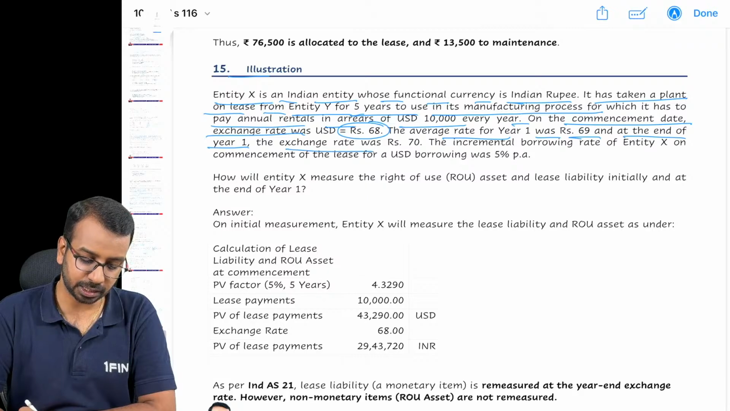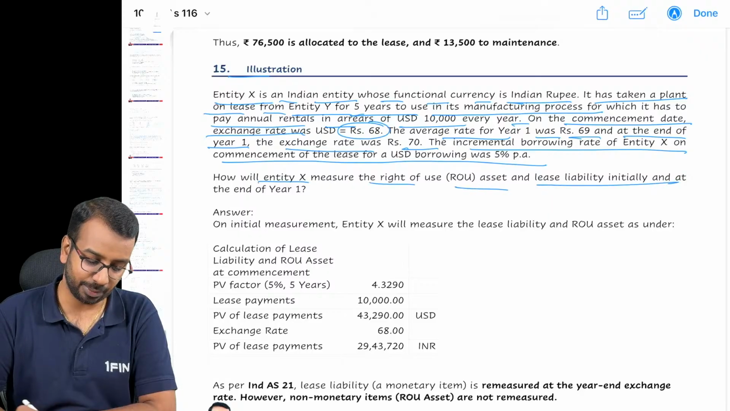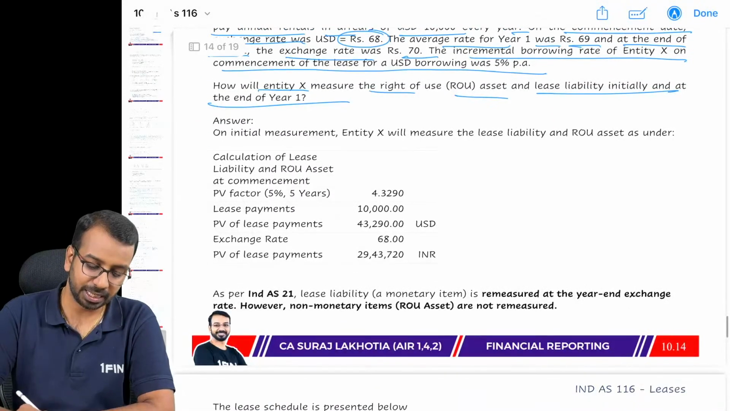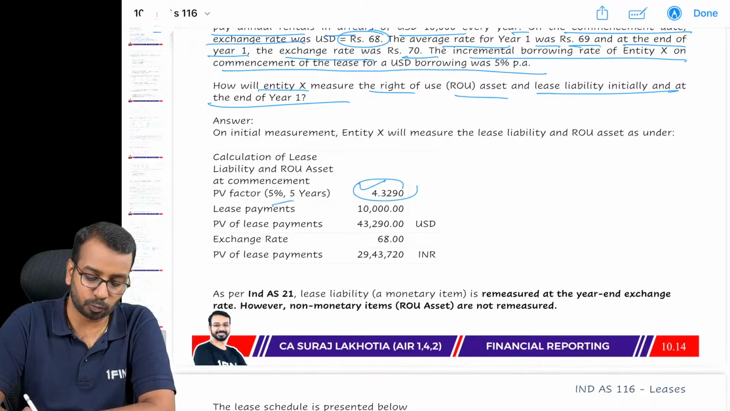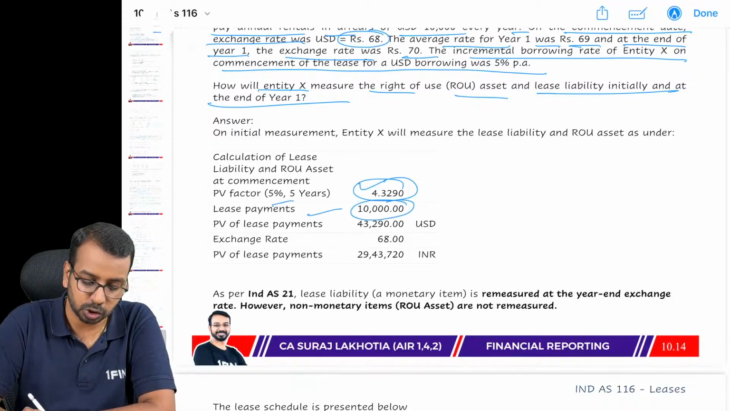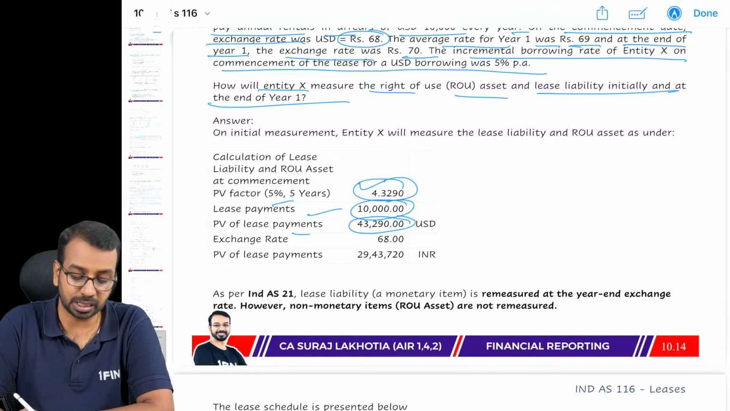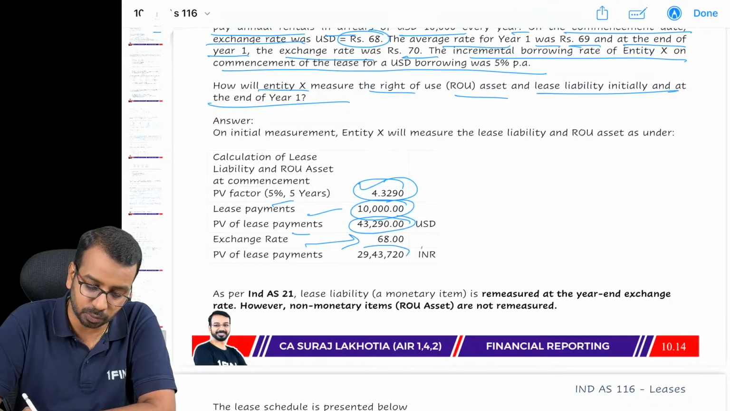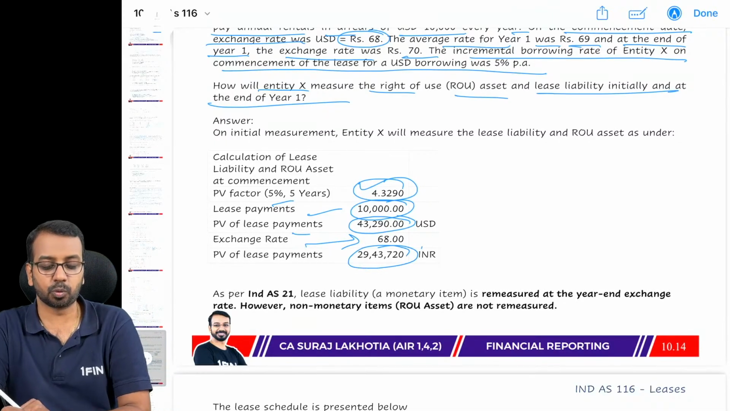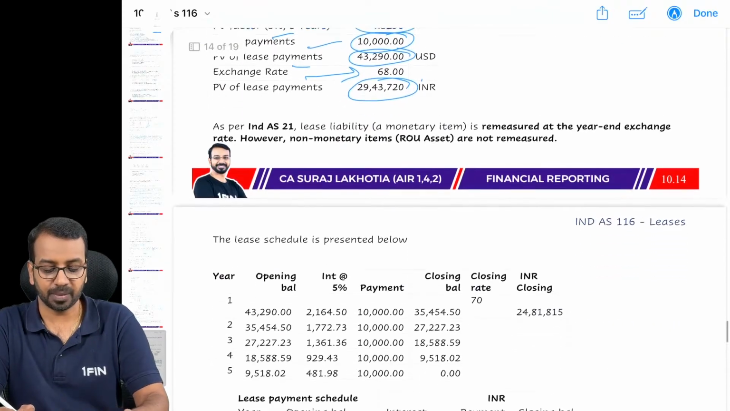at the end of year 1, the exchange rate was 70. Incremental borrowing rate for USD borrowing was 5%. How will we measure right of use asset and lease liability initially and at the end of the year? Initially, the present value factor at 5% is 4.39, payment is 10,000, so we'll measure it at 43,290 USD. And what is the exchange rate? 68, so we'll measure it at 29 lakhs 43,720.